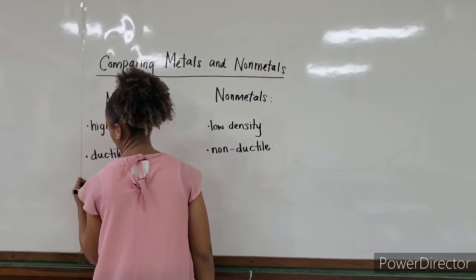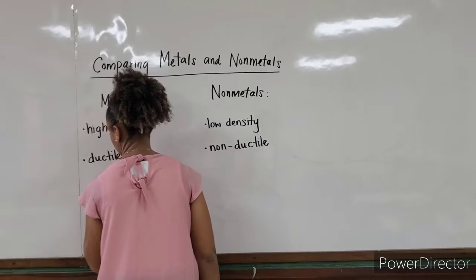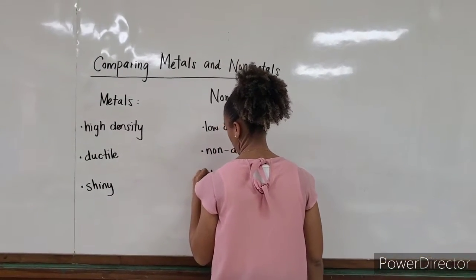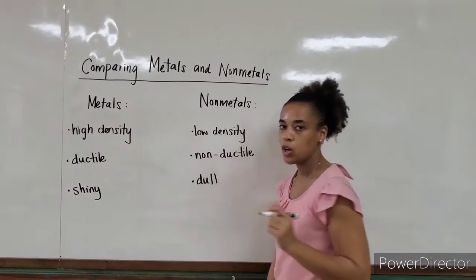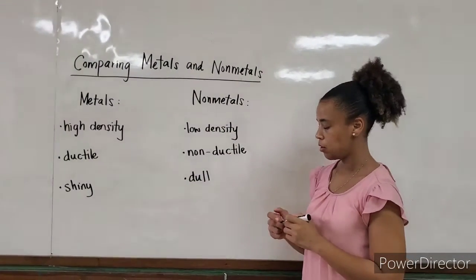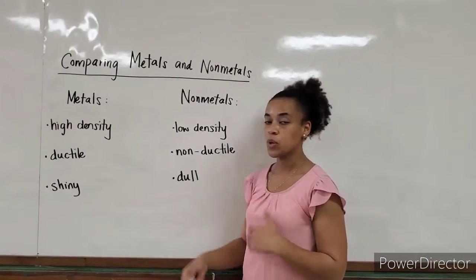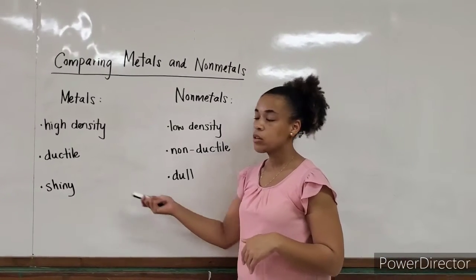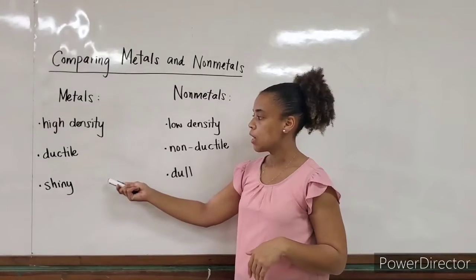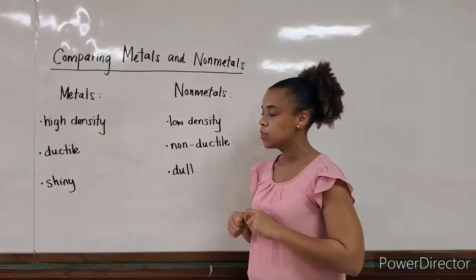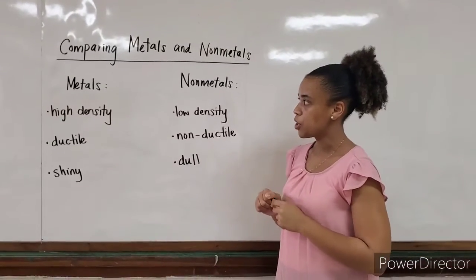Metals generally tend to be shiny, while nonmetals tend to be dull. So metals, prior to them reacting with oxygen or water, have a shiny surface. And this is one characteristic that we use to be able to tell what is a metal from a nonmetal.